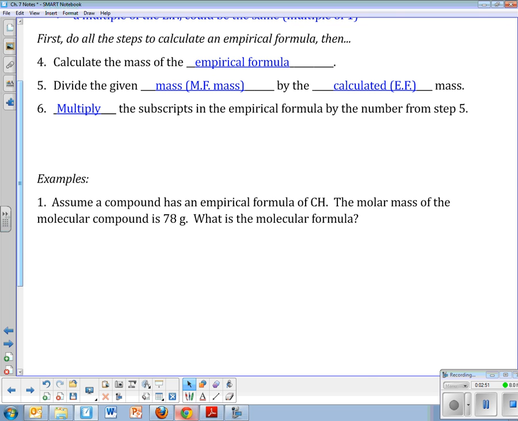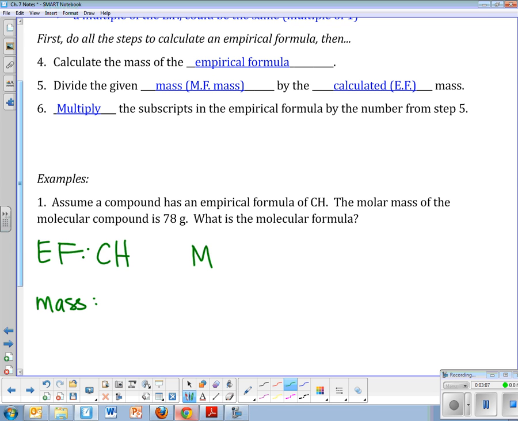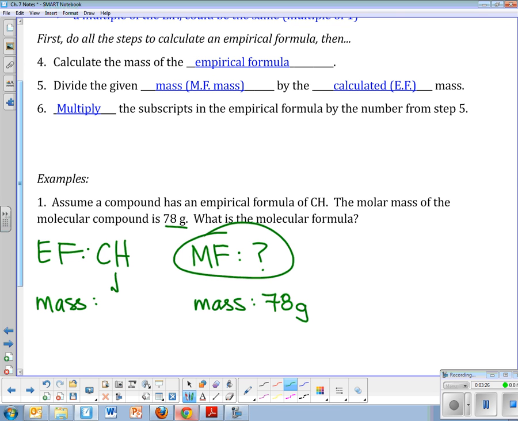What's the molecular formula? So kind of to lay it out for you, we have an empirical formula of CH. Okay, we need to know the mass of that. That's step number 4. All right. We need to know our molecular formula, and we know the mass of that actually. That's what is in the problem, this 78 grams. Okay, so in order to find this molecular formula, we need to first find the mass of CH. Okay, so that's step number 4.